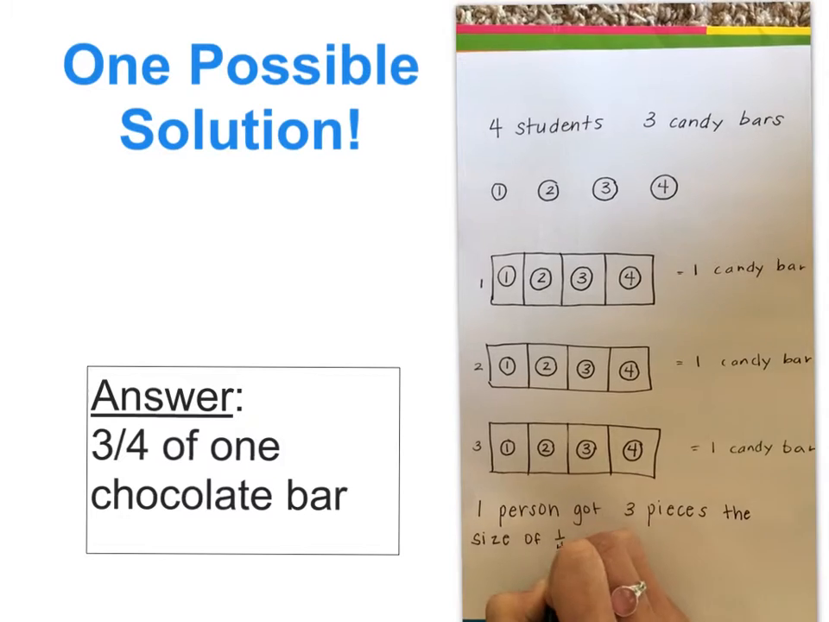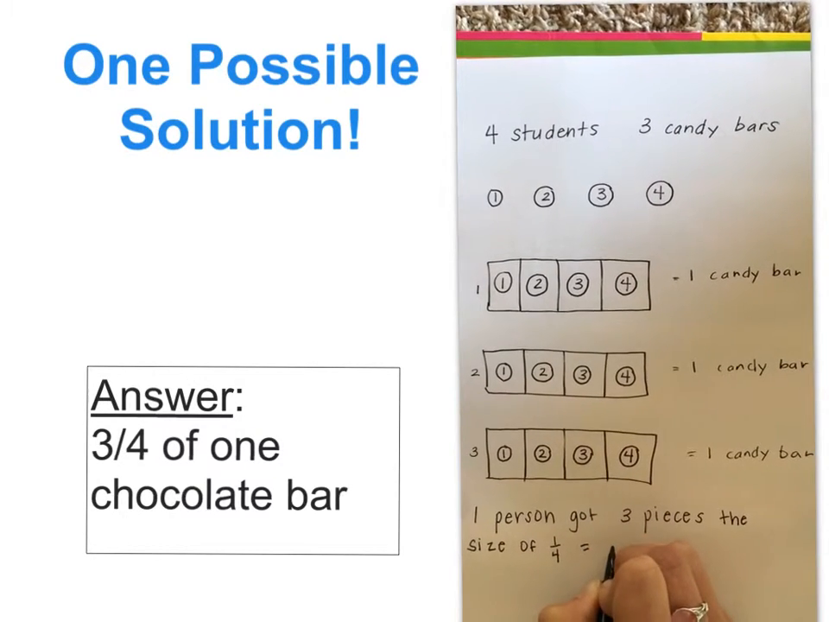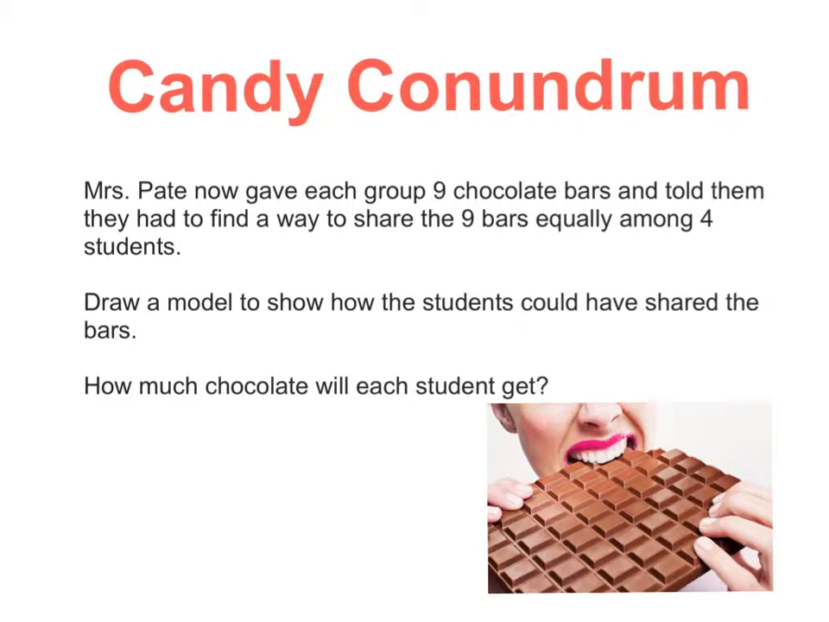Did you find the correct answer? We have another problem for you to solve that may be a little trickier. Now Miss Pate gave each group 9 chocolate bars and told them they had to find a way to share the 9 bars equally among 4 students. Draw a model to show how the students could have shared the bars. How much chocolate will each student get?